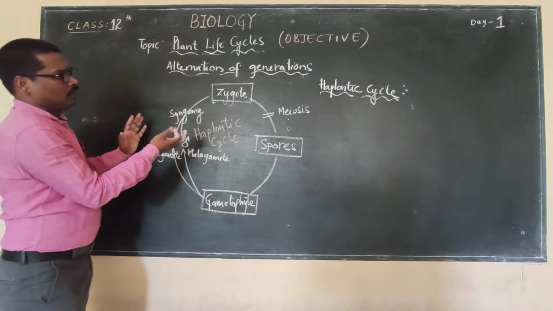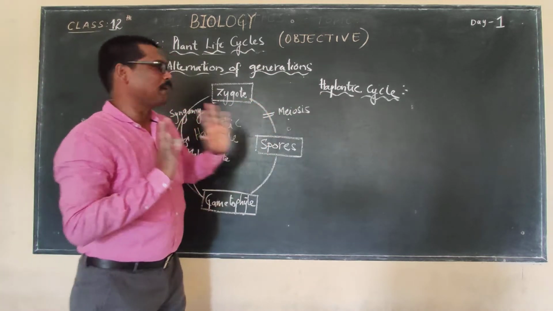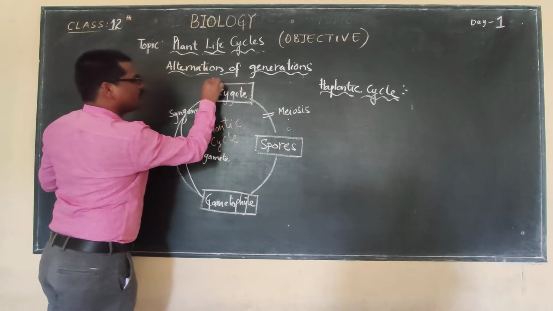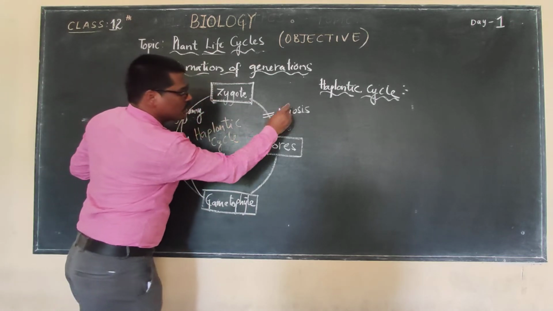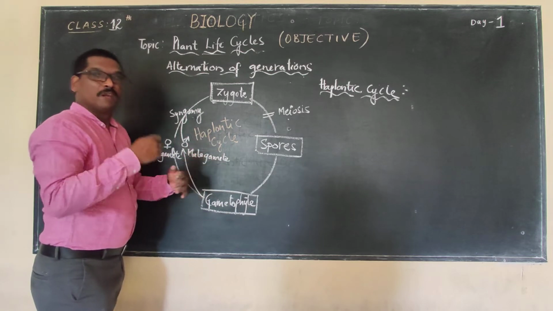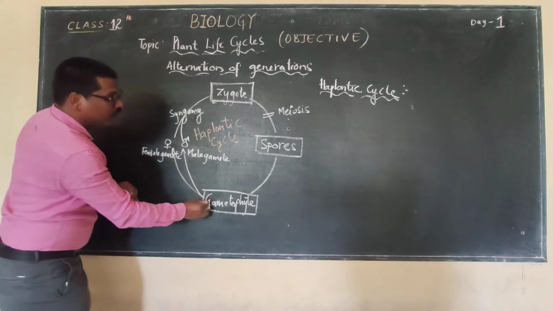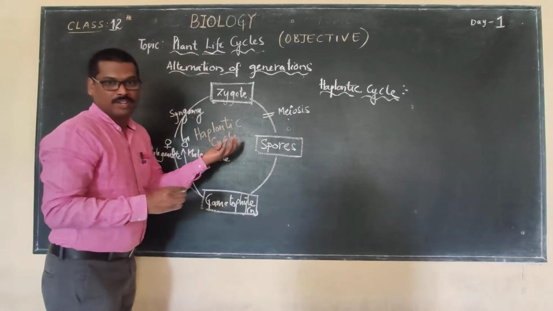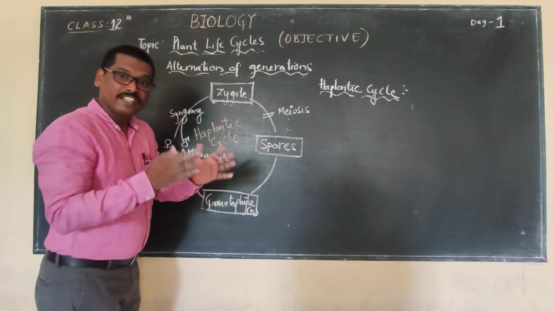So here in this diagram we can clearly see how the haplontic cycle is taking place. Now here we start with the zygote. The zygote undergoes meiosis and produces these spores. So each spore will multiply or germinate and develops into a gametophyte. Now we know that the gametophyte is haploid. As we said in the previous one, always the gametophyte is haploid, and the sporophyte is diploid.